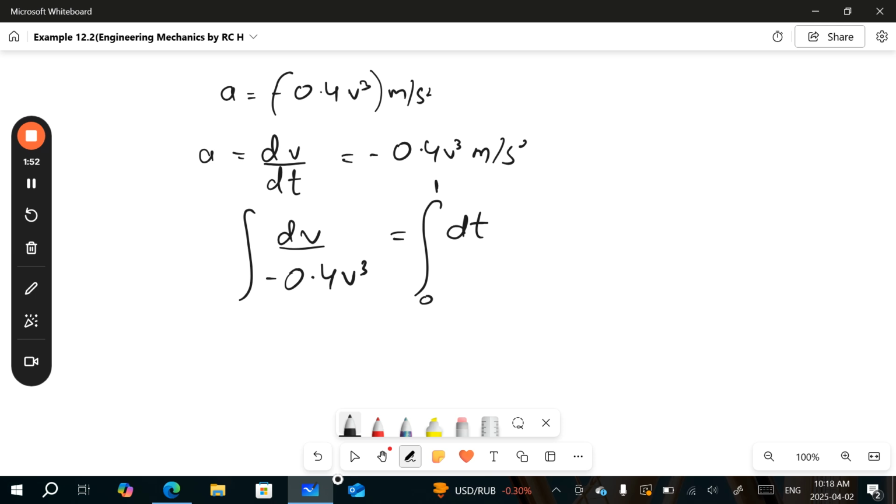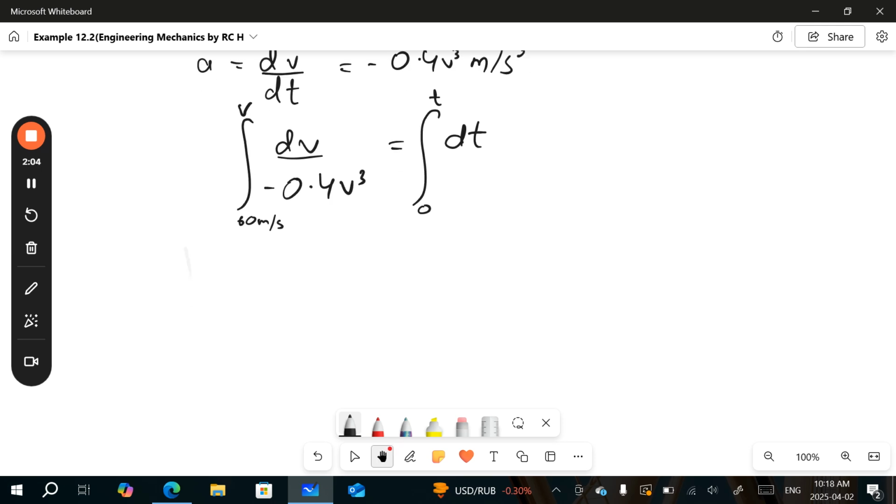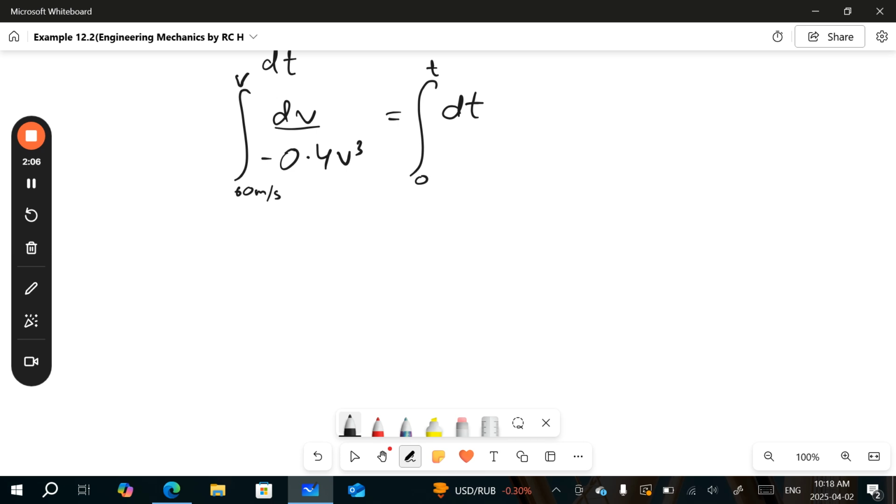Now putting the limits 0 to t, and for velocity we put the limits from the initial velocity, which is 60 meters per second, to the final velocity, which we have to find out, which is v. This problem is about integration. If you are good at integration, you can easily solve it. So we will integrate this step by step. First take out the constant minus 0.4 to the outside, and then we integrate from 60 to v, 1 by v cubed dv, equal to 0 to t, dt.